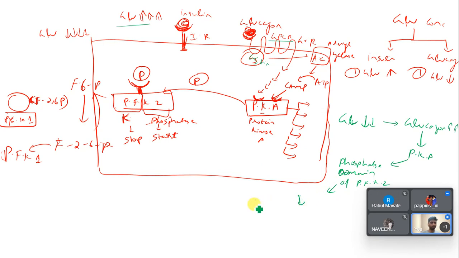and the glycolysis will get slowed down, or it won't proceed further, and the glucose will be intact. So this was one of the pathways.